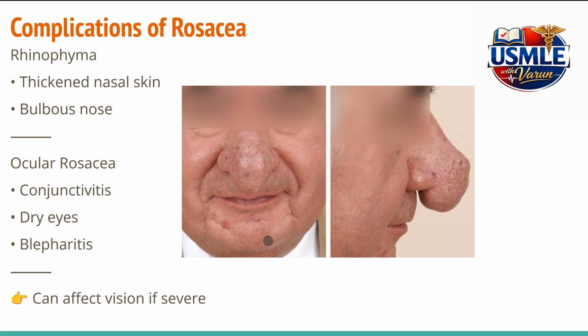If rosacea progresses, it can lead to some very characteristic complications. One of those complications is rhinophyma. It's the most classic complication of rosacea. This is nothing but thickening of skin over the nose, leading to bulbous appearance. It occurs due to chronic inflammation and tissue overgrowth. Another important complication is ocular rosacea. Patients might develop dryness, irritation, conjunctivitis, and blepharitis, which is also called as the inflammation of the iris. This is important because it can affect vision if left untreated and severe condition. So rosacea is not just a cosmetic illness; it can have functional consequences as well, like in ocular rosacea.